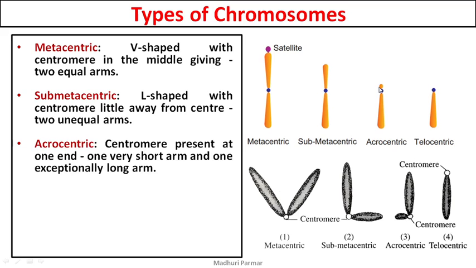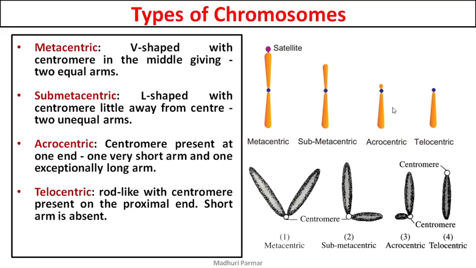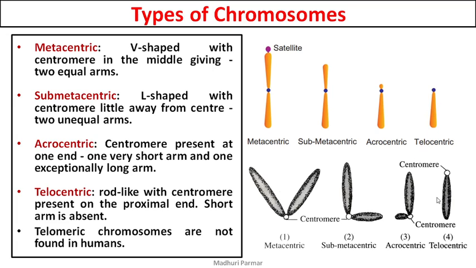Then you have acrocentric, where you have one very short arm and one very long arm. So the centromere is present almost towards the end of the chromosome. And finally, you have telocentric, where the centromere is present exactly on the tip and you seem to have just one arm. So this here is your telocentric chromosome. Telocentric chromosomes are not found in humans.